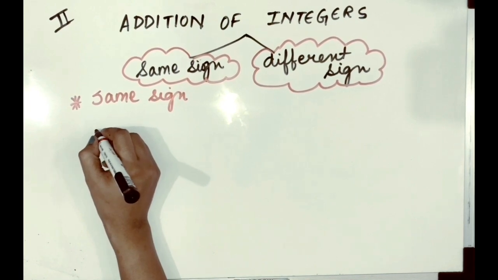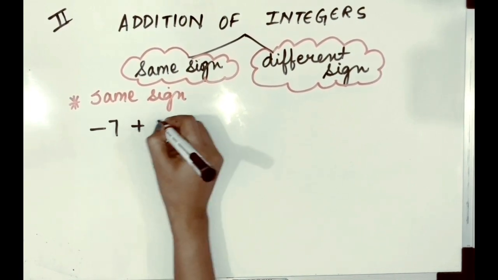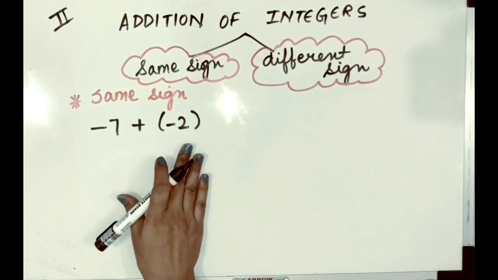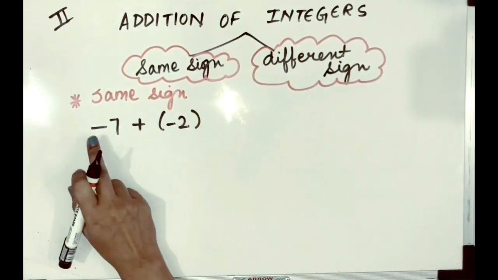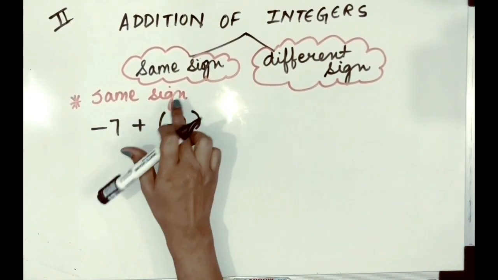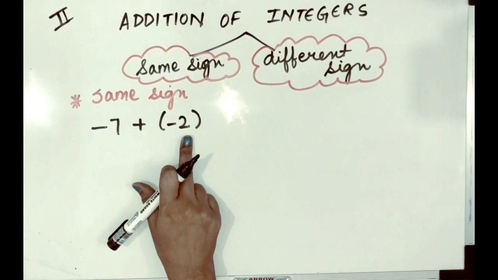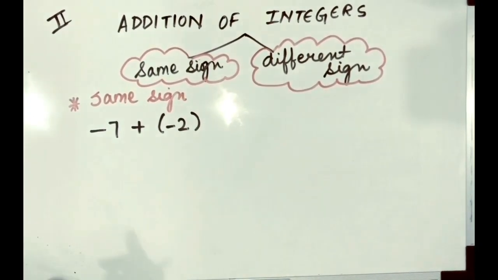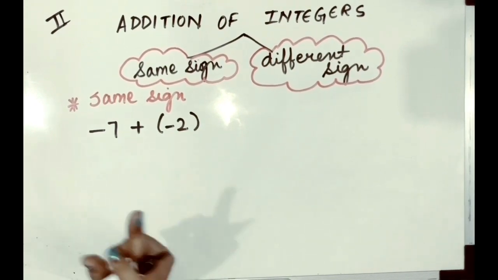For example, the question is minus 7 plus minus 2. Remember, we are not using a number line here, we are simply solving the question. Minus 7 plus minus 2. You can see both the numbers have same sign, minus 7 and minus 2. So in this case, what we are supposed to do, as we discussed, the first step is we will add the absolute value.